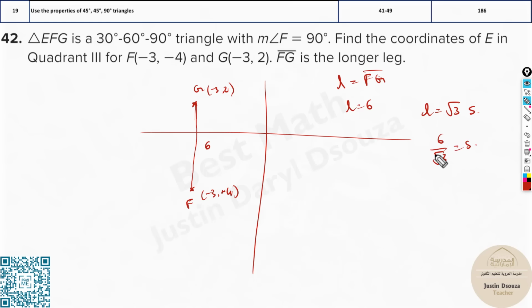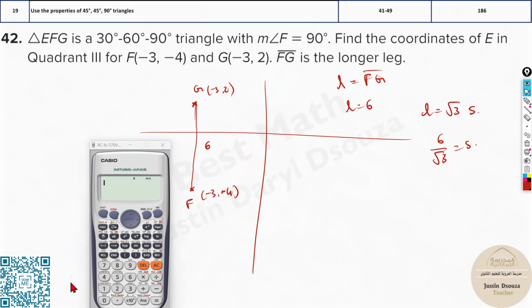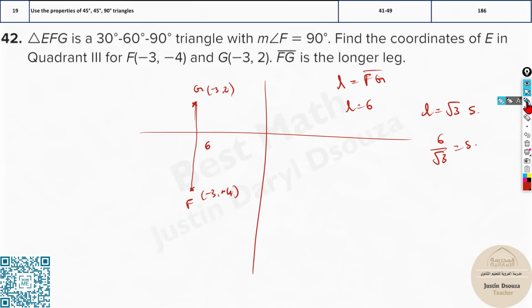Now you can just put this in the calculator and you can find the answer. So here we have 6 over square root 3. That's it. That'll be S. That is 2 root 3, or I'll take it as 3.46, just for understanding. S is 3.5 approximately, okay? So now we got this S as 3.5.